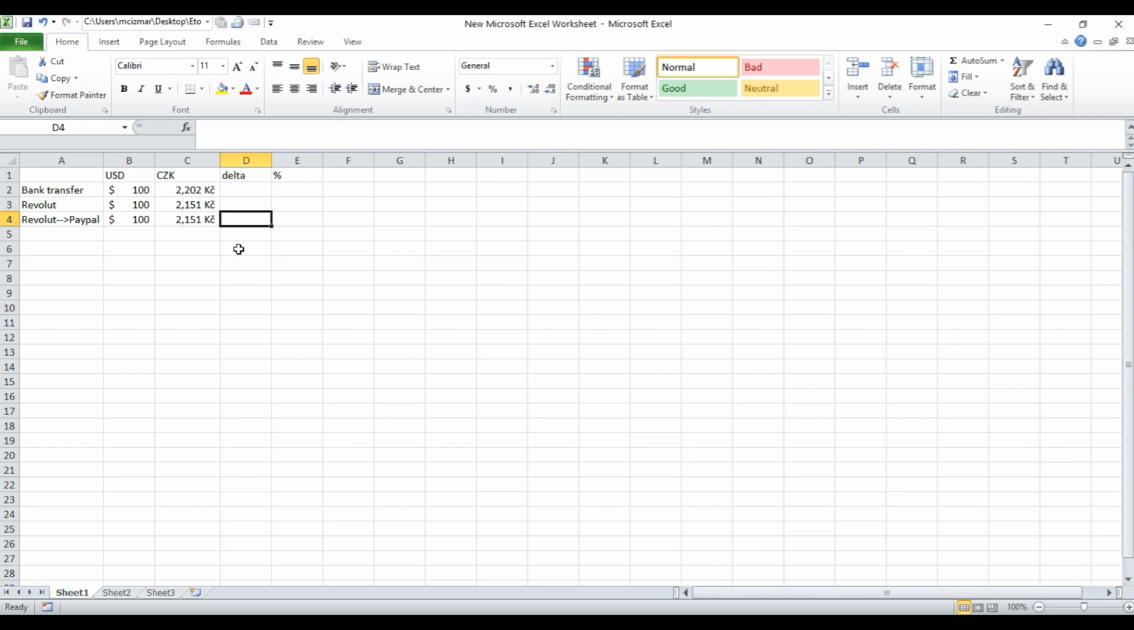So let's compare. Let's put this one as a base, minus Revolut. The difference is 51 Czech crowns. Not so much, you could say. And then obviously here the difference is 0 or 1 Czech crown. But let's see what the percentage is. So again, 51 divided by this, the cheapest option.